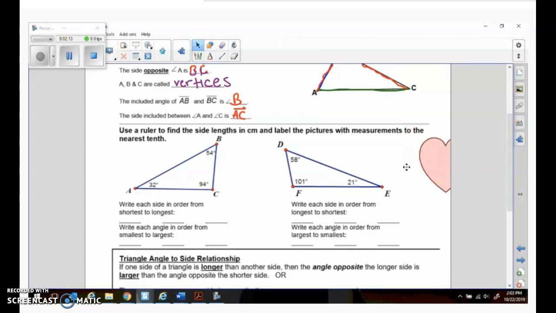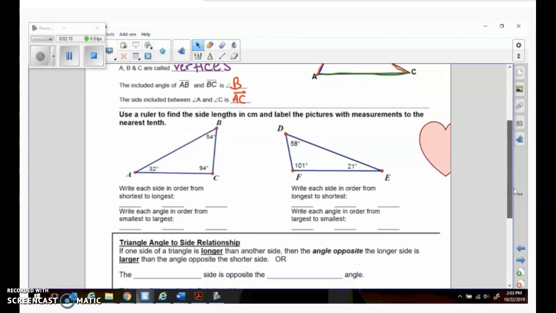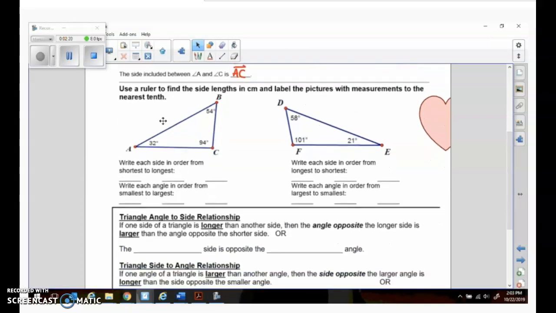Alright, so we're going to move on a little bit. We're not going to use a ruler for this next section. We don't really need to. You can if you have one at home, just to help you out. But we're just going to use a theorem that we understand. So we start with the smallest angle, and this one's pretty easy because it's labeled right here on the diagram. So we've got 32 as our smallest.